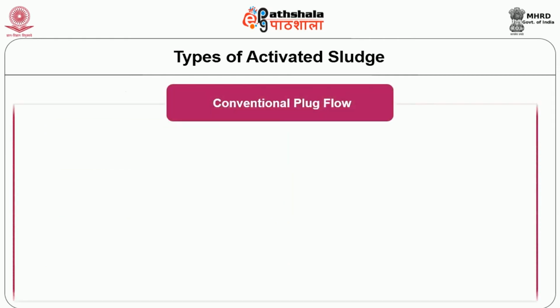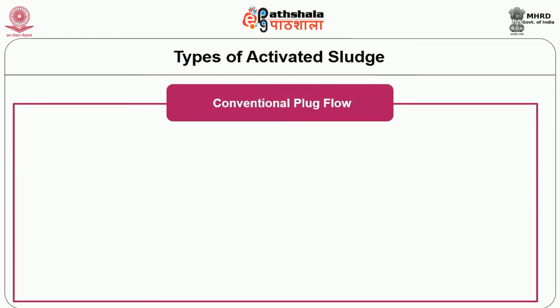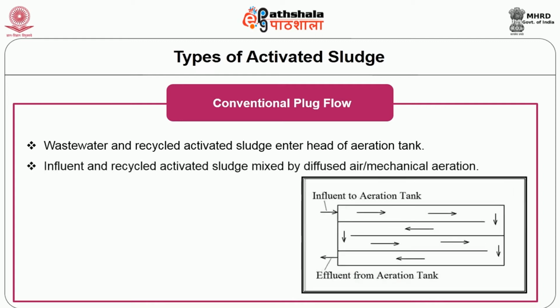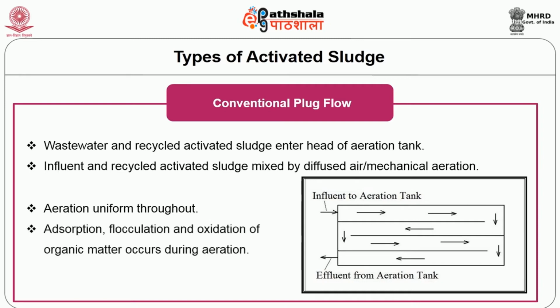What is a conventional plug flow type? In this, the wastewater and the recycled activated sludge enter the head of the aeration tank. The influent and recycled activated sludge are mixed by diffused air or mechanical aeration, and aeration is uniform throughout the tank. Adsorption, flocculation, and oxidation of organic matter occur during the aeration process.